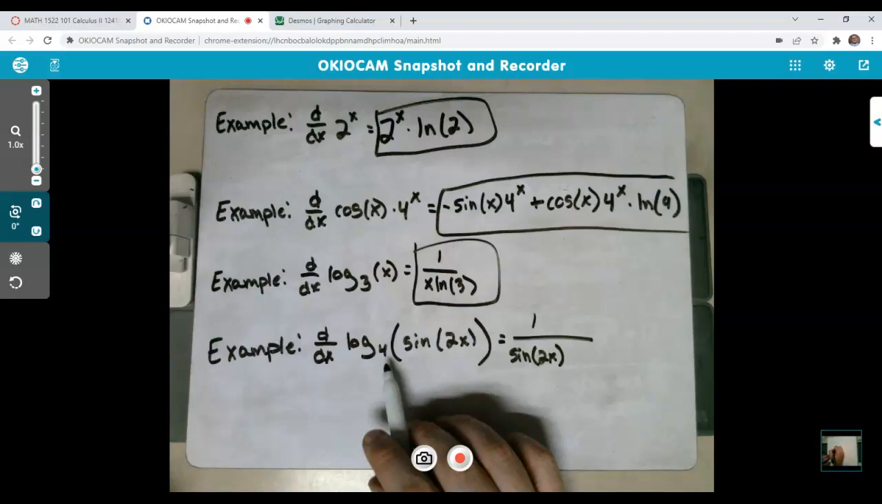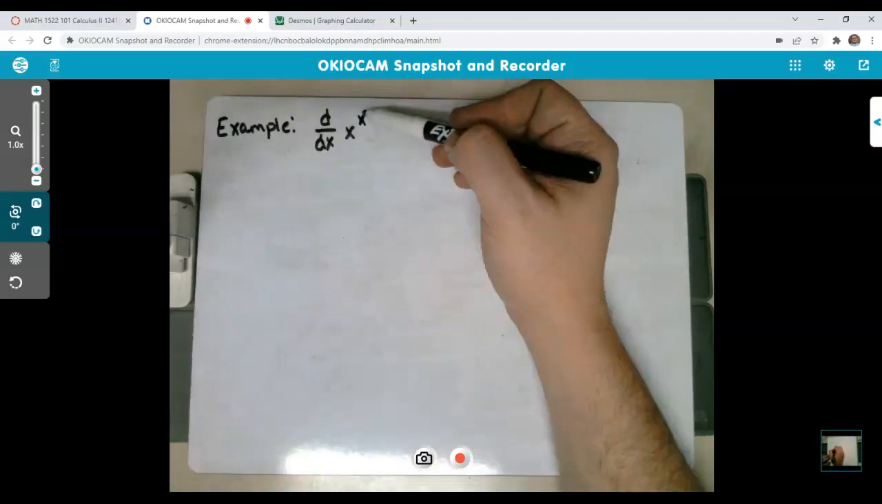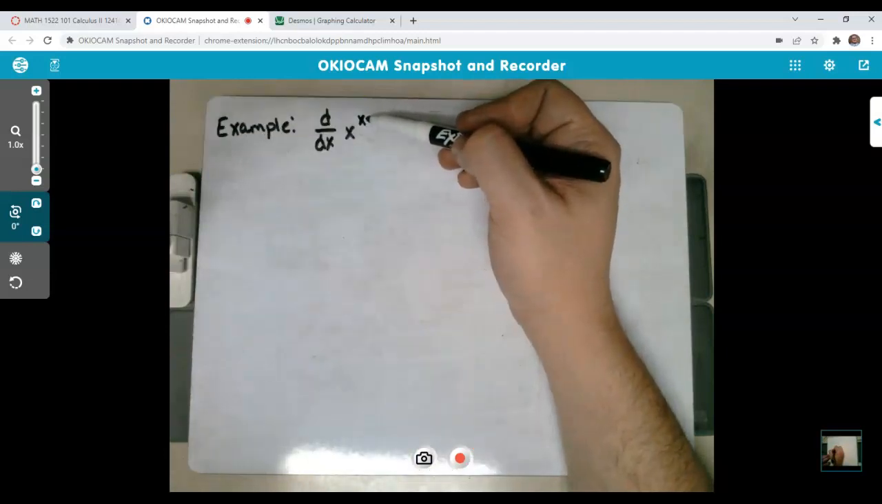Example. Let's find the derivative of x to the x. So looking at this straight up, your first thought might be, okay, let's use the power rule, right? But the power rule only works if my power is a known constant, right? So like if I had x squared, I could do that. Or if I had x to the 9th or that kind of thing, where I know what the power is. But here, my power is an x, so I cannot use the power rule.